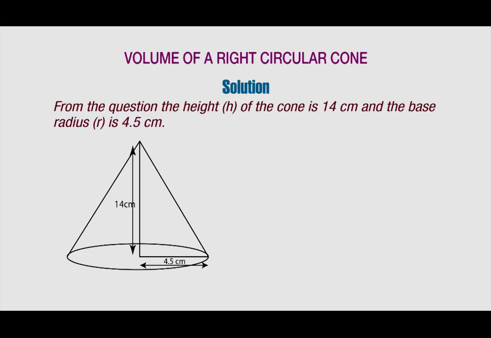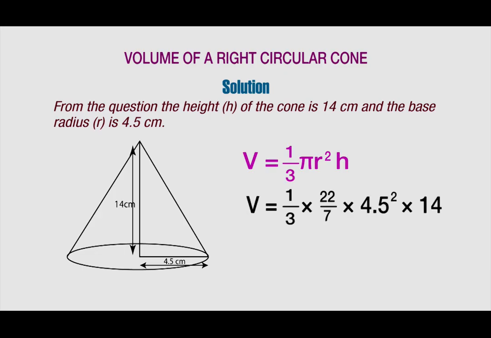Using our relation V equals 1 over 3 pi r squared h, we do the appropriate substitutions and we get V equals 1 over 3 multiplied by 22 over 7 multiplied by 4.5 squared multiplied by 14. With the help of our calculators, we get V equals 297 centimeters cubed. That is straightforward.